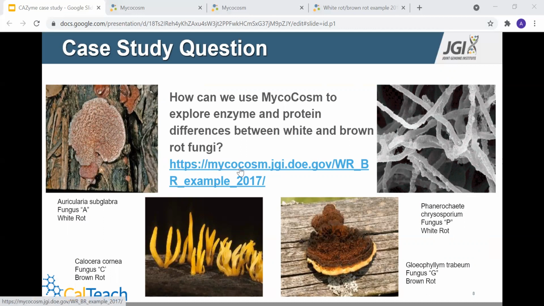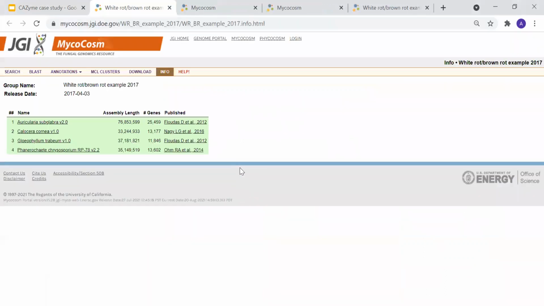So we're going to simply click on this link. You can enter it into your browser and explore it for yourself after we are done. Now this takes us to the home page of this comparative approach, where we're looking at the differences across these 4 fungi, and it has been created specifically for this case study. So when we look at the enzyme families and protein domains, we will only see comparisons across these 4 fungi.